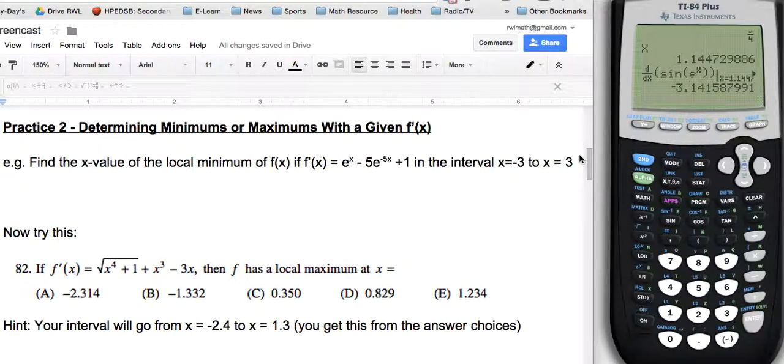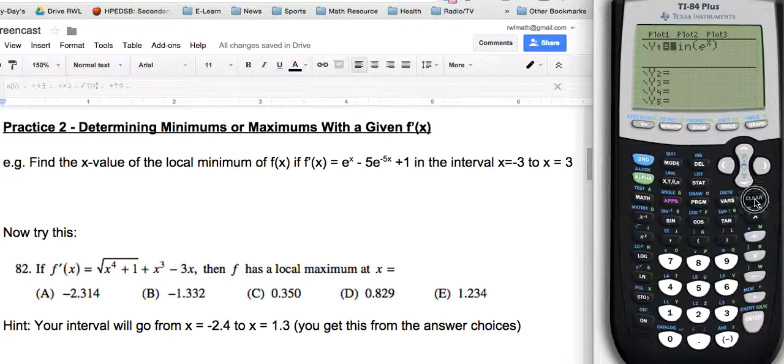So again, let's enter that into our function. I go y equals, clear what's in there, hit clear, and then type in second function, e to the x, minus 5, not alpha, second function, e to the negative 5x, and then arrow over, plus 1. So that's the derivative. What I need to do is see a change in the derivative from negative to 0 to positive.